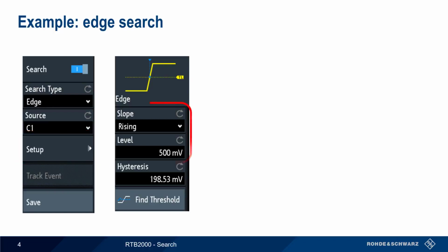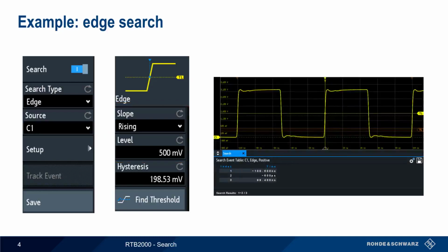Here, we specify that we're searching for a rising edge, which is defined as the waveform rising through a level of 500 millivolts. In this example, our acquired waveform on channel 1 has three rising edges, shown by the brown triangles at the top of the screen, and the relative time at which each edge was found is shown in the search table at the bottom of the screen.